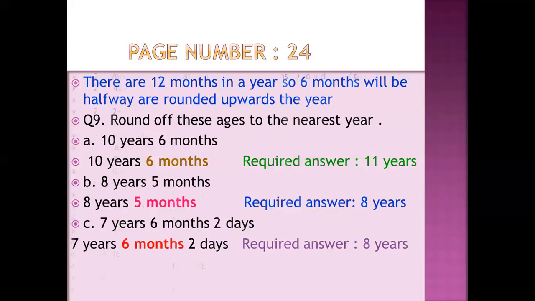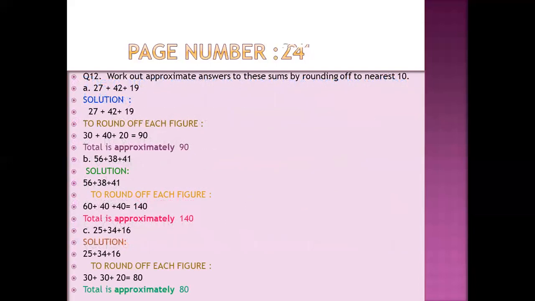Question number 10. This is your homework. Measure these lines, write down their exact length and round off to the nearest centimeter. You will measure the lines and draw them in your copy. You will also write the exact measurement of the given lines, and then after rounding off, you also write your answer after rounding off the length of these measurements in centimeters.